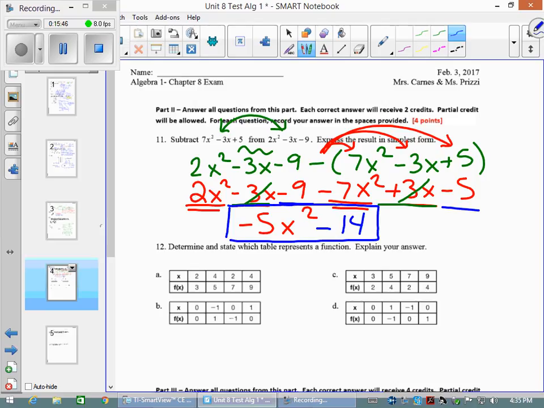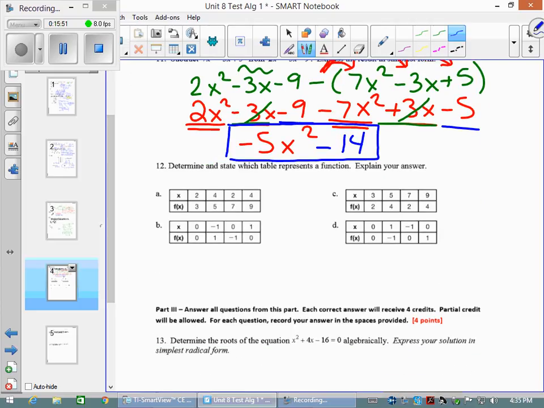On number 12, they say determine and state which table represents a function, and then explain your answer. If we recall the definition of a function, it's for every x value we only have one unique y value, or for every input, there is only one output. If we look at choice A, we have 2, 3, 4, 5, 2, 7, 4, 9. In this table, we see an input of 4 and we get a 5. We have an input of 4 and we get a 9. So choice A is not a function.